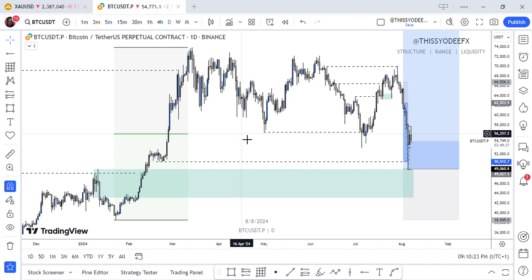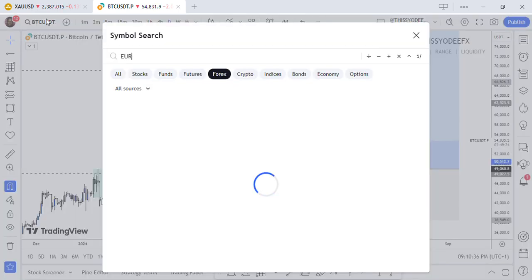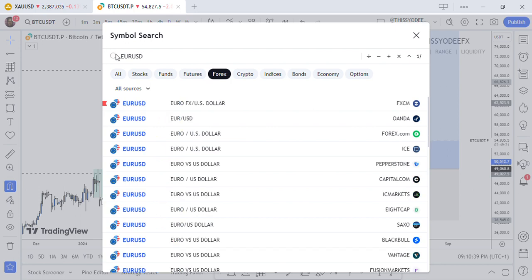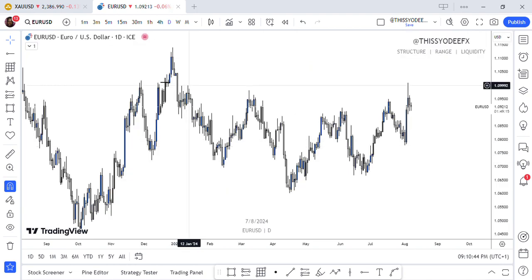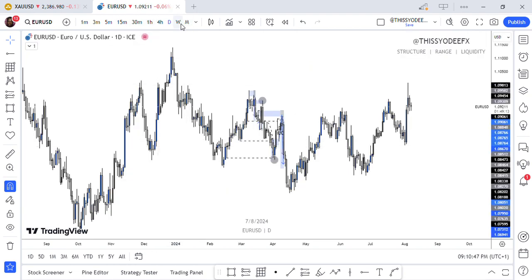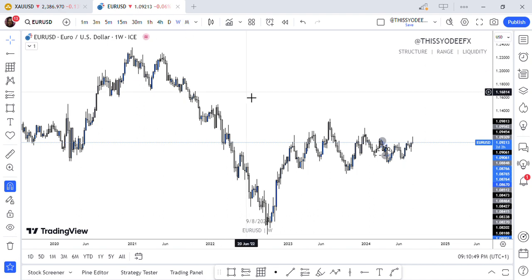So that's for BTC. Let's move to another pair. Let's use EURUSD, Forex.com. Let's use ICE. Yeah, ICE. Okay, now we can see on the weekly time frame. I start my analysis from the weekly time frame.